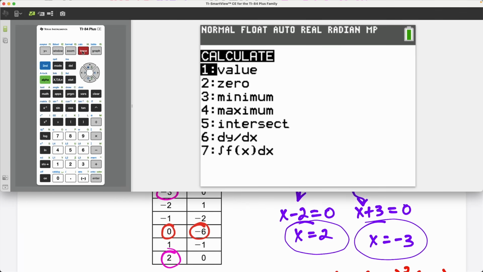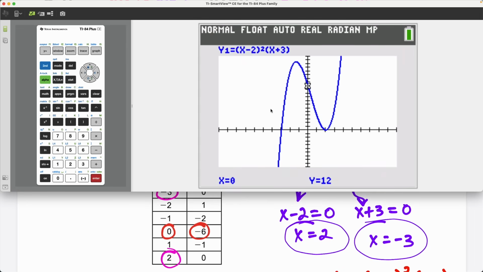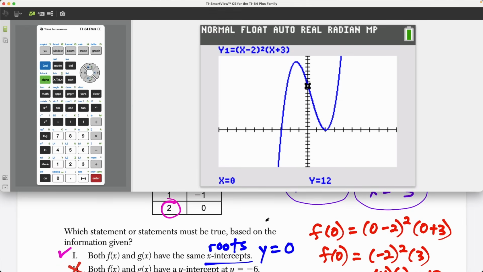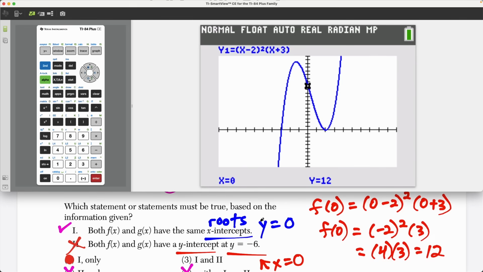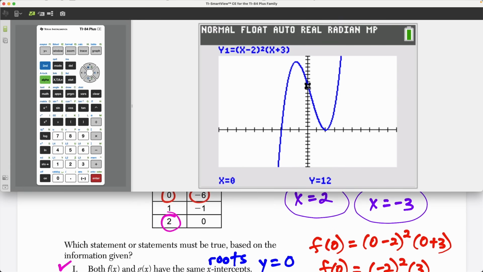If I press second trace and then value here, and I plug in x equals 0, see when x is 0, the y value is 12. So once again, the y-intercepts here are both not equal to -6. F of x, the y-intercept is 12.